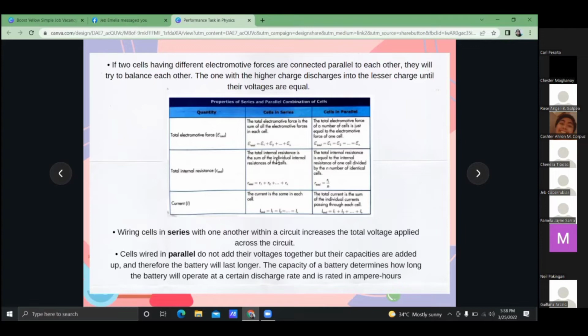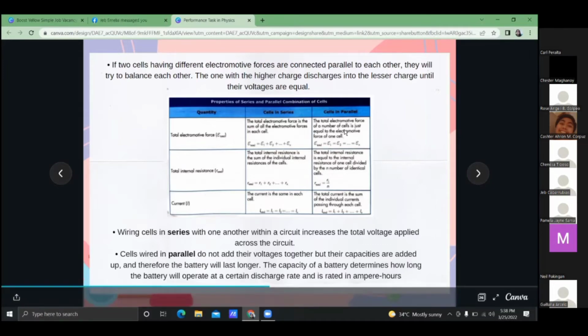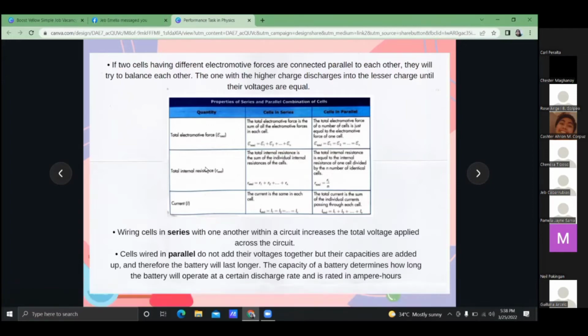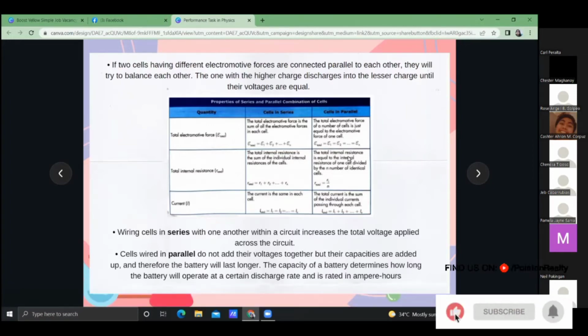If the cells are in series and we are looking for the total internal resistance, or R total, then the total internal resistance is the sum of the individual internal resistances of the cells. So R total is equal to R sub 1 plus R sub 2 plus so on and so forth. And if the cells are in parallel, then the total internal resistance is equal to the internal resistance of one cell divided by the n number of identical cells, or R total is equal to R sub 1 over n.